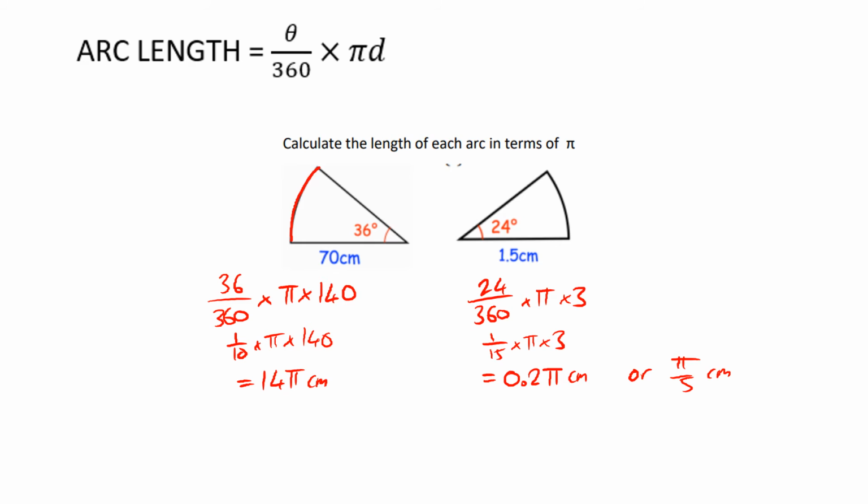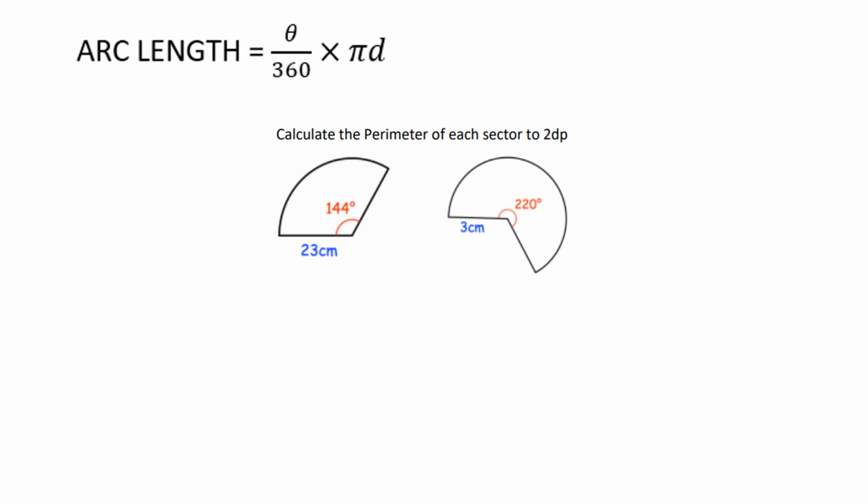Okay, so what else can we do? Well, instead of just calculating arc length, we can calculate perimeter. It's really important you read these questions and make sure you know exactly what they want you to do. Perimeter is not just the arc length, it's going to be plus the 2 straight sides as well. So let's just do those in a different color.